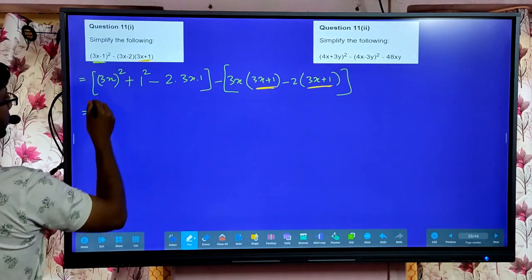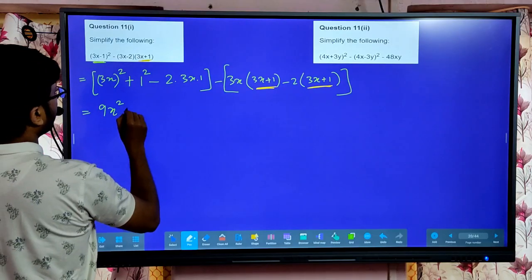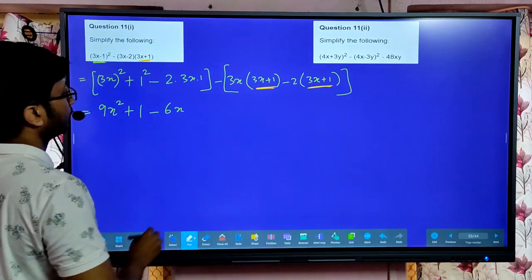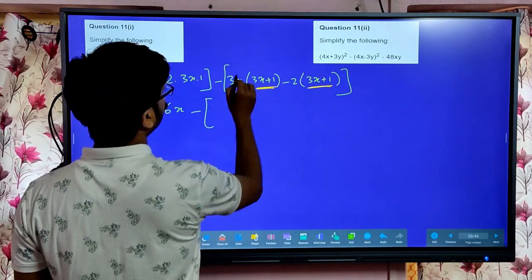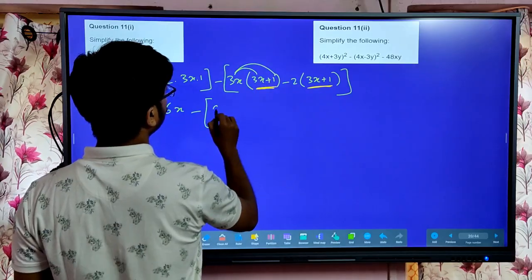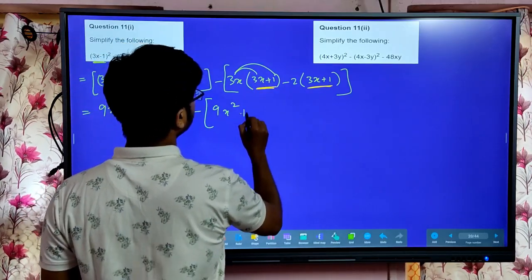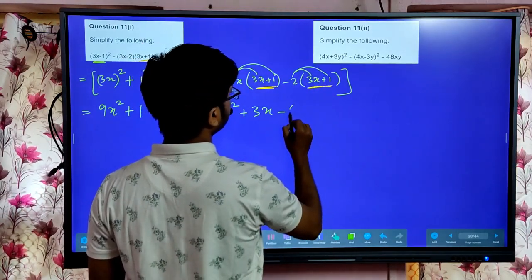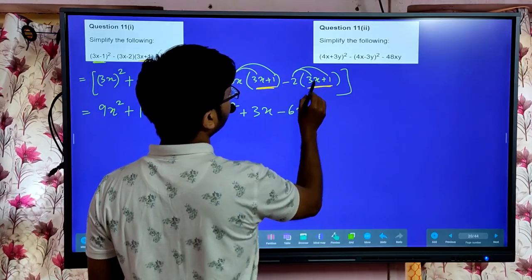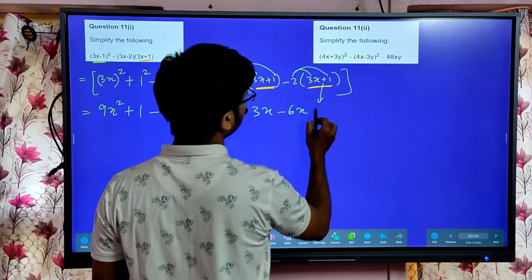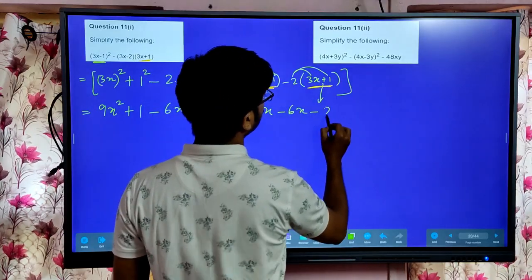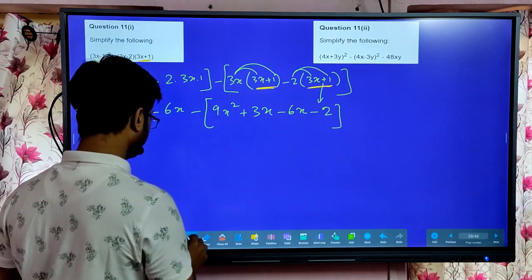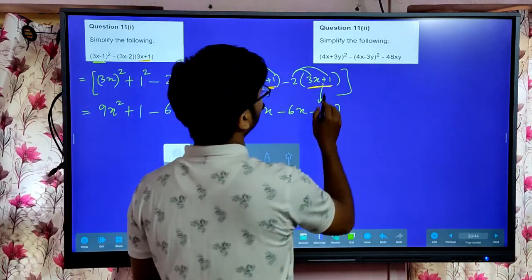Chalo. This will be 9x square plus 1 square is 1. This will be minus 6x. You multiply this, so this will be 9x square and plus 3x. So again this will be minus 6x. Be very careful, this plus sign will convert to minus, so minus 2. Students, don't make mistake over here. This is very accident prone zone.